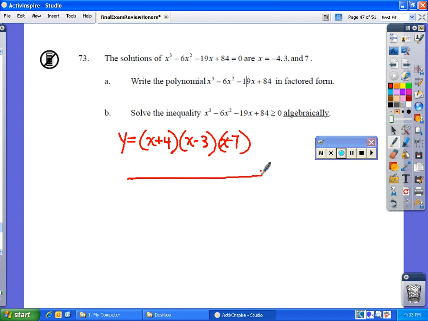Let's set up a number line that shows these zeros, and we'll use it to solve the inequality in part B. Again, we have zeros at -4, +3, and +7. Our inequality is greater than or equal to 0, so we can actually include these endpoints. Now we need to test values in each section on this graph to see if they satisfy our inequality.